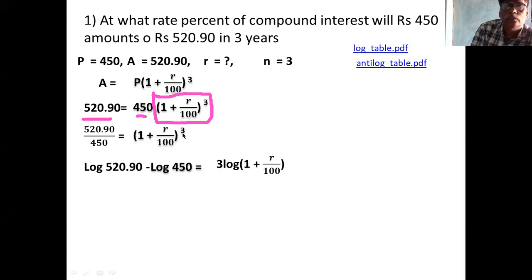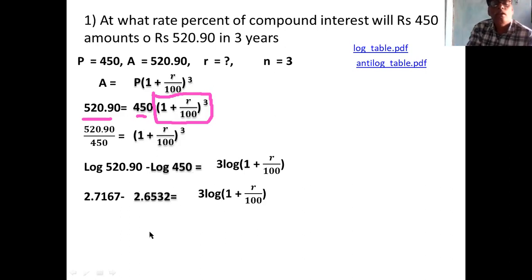3 is at the power place, so you take 3 in front of the log of the bracket 1 plus R by 100. You write the bracket as it is, as one term. Then the log of 520.90, which you have already seen in the logarithm table, is 2.7167, and log of 450 is 2.6532, is equal to 3 log (1 plus R by 100).